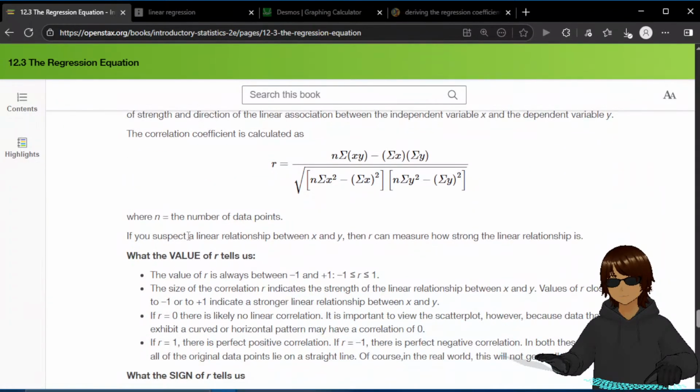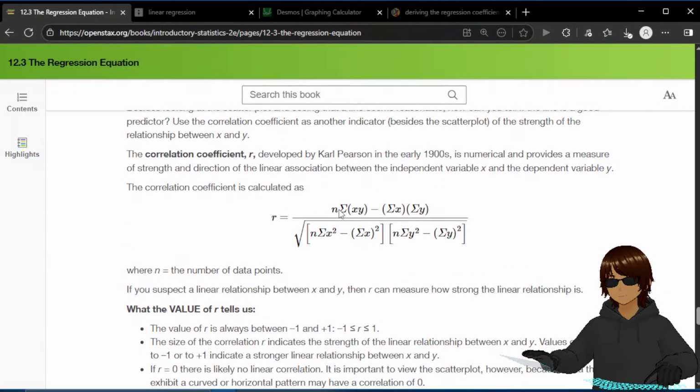Where n is the number of data points. If you suspect a linear relationship between x and y, then r can measure how strong the linear relationship is. Okay, I want to learn how to derive this as well.